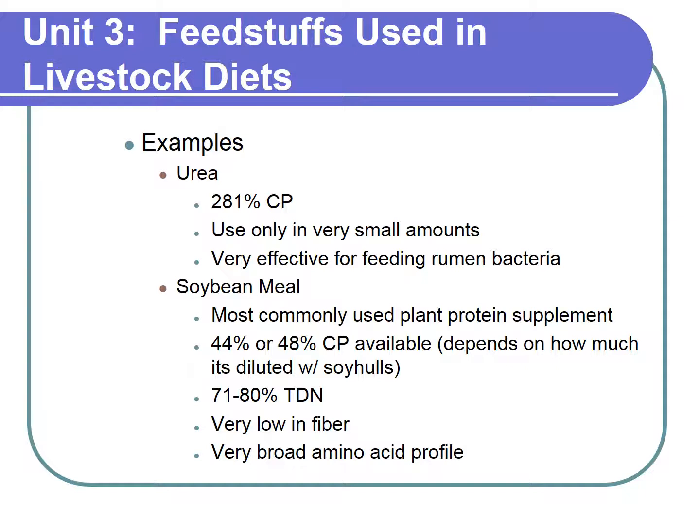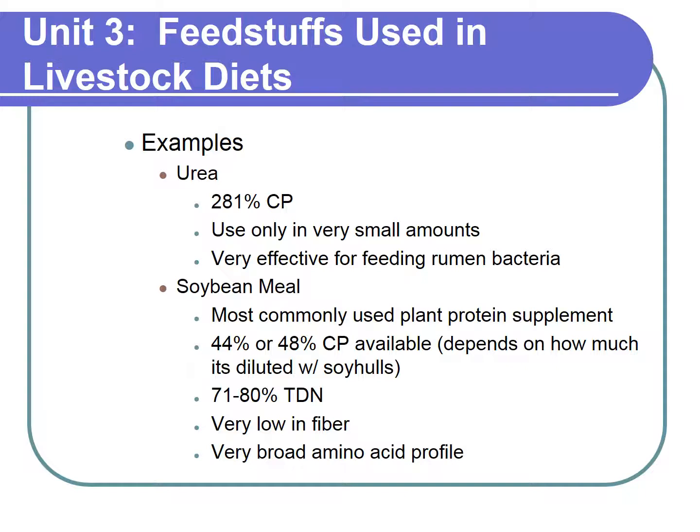It's the most commonly used one, and most of the time it comes in 48% crude protein concentration, but you can get it in 44, and the difference is how many soy hulls are in there. It's about 71 to 80% TDN, so on paper here it looks like it compares with corn. But remember, instead of maybe 6 cents a pound for corn, you're going to be talking 25 cents a pound for soybean meal. So you don't want to feed soybean meal in order to replace corn.